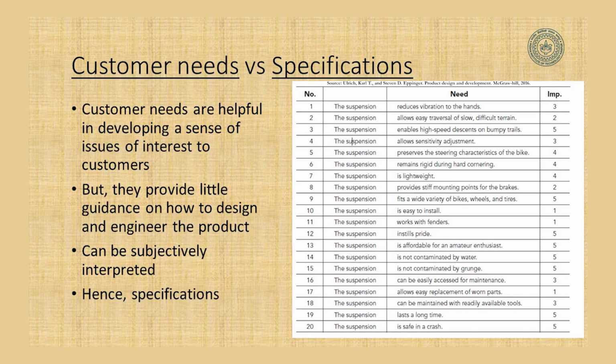Just the suspension fork, people may have so many different needs, and then you can organize them by importance as well. You can rate them. So, the average rating, you can take that and you can list it out on the right hand side, the importance. So, that is a list of customer needs. The customer wants that the suspension is safe when the bike crashes, so if you fall down when you are riding the bike, is not contaminated by water. So, for a single component of an entire product, you may have so many different needs.